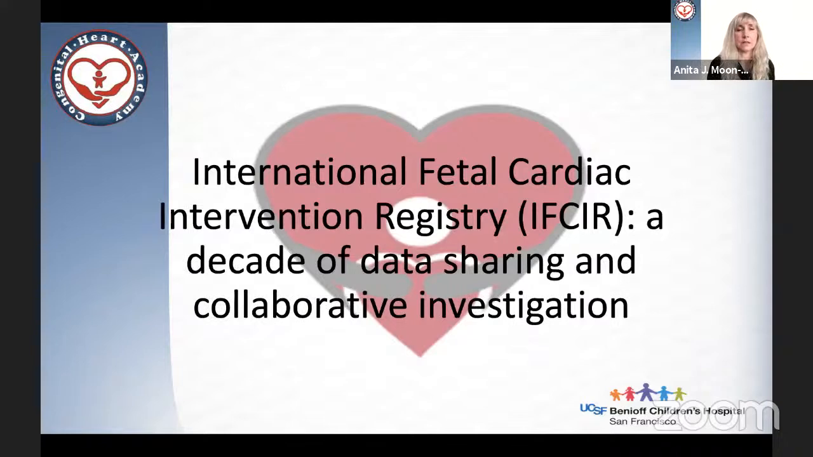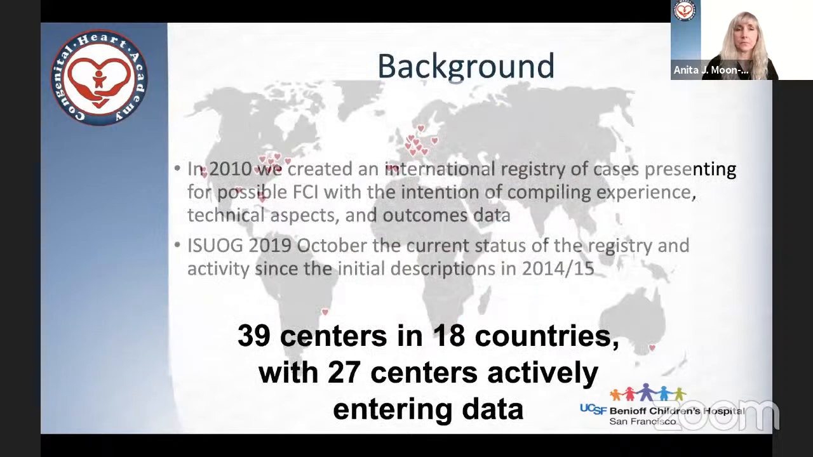And in 2009, I was part of a working group looking at other centers that had procedures done and had not yet published their results. And it turned out there were quite a few other than Boston and Linz. And so we together decided to start this fetal cardiac intervention registry and have now over a decade of data sharing and collaboration that I want to go through with you.